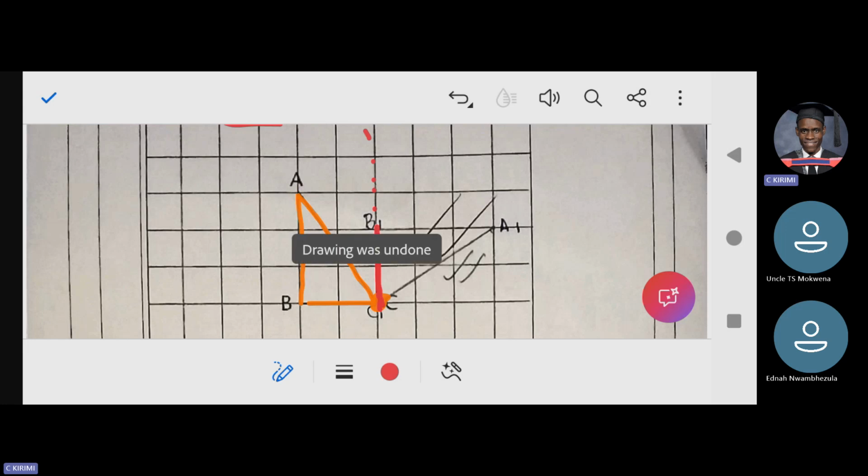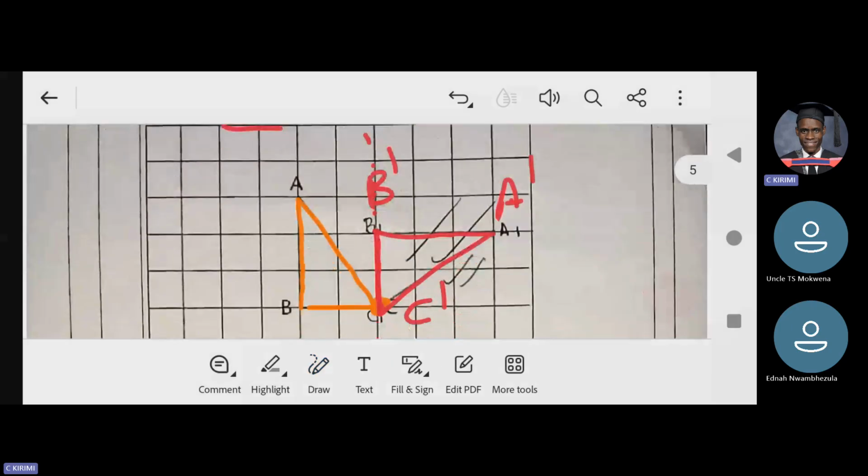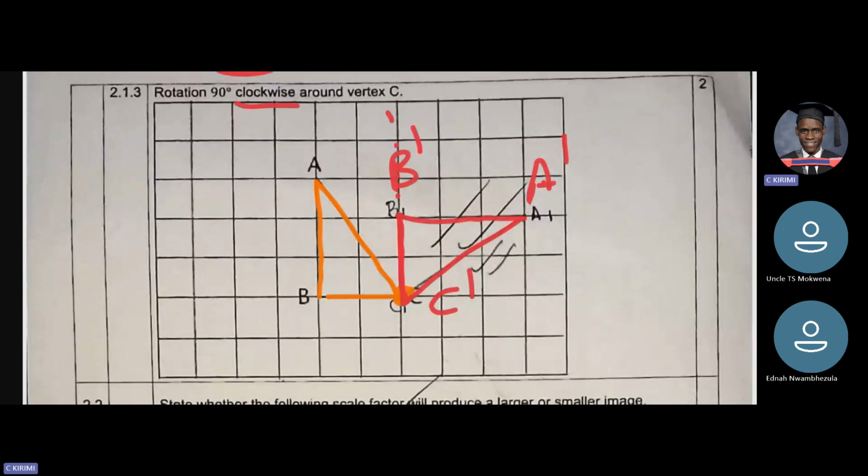You do the same on the red one. 1, 2, 3 units. Then you join the points like this. So you label the points. This is now the image of B. This is the image of A. This is the image of C. So your marks, I don't want to see the constructions of a protractor. You erase. What I only want to see is the final shape of that triangle. That's where the marks are coming from. Any question?